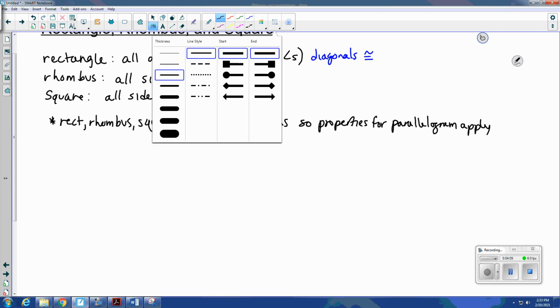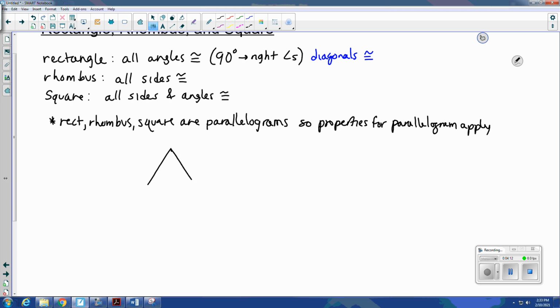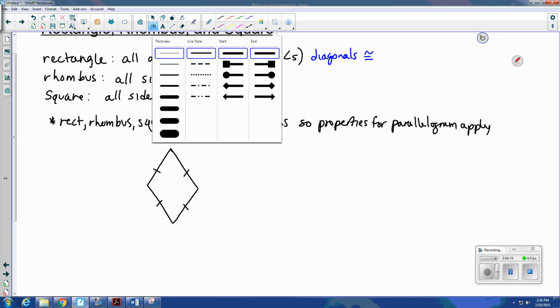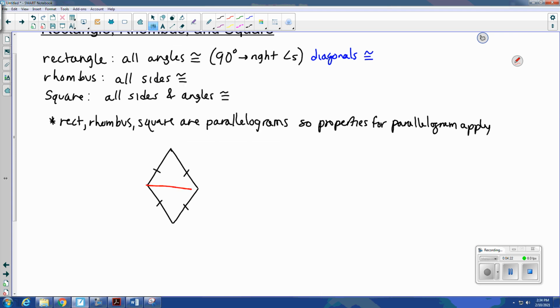Now let's look at the rhombus. So the rhombus: quadrilateral, four congruent sides. Let's take a look at these diagonals here. We know that the rhombus is a parallelogram. So by the properties of the parallelogram, the diagonals get bisected. And if they get bisected, you'll see that there are these four subtriangles that are all congruent to each other by side, side, side.